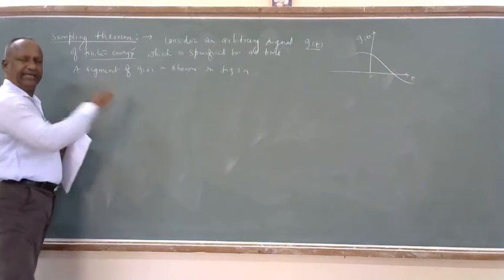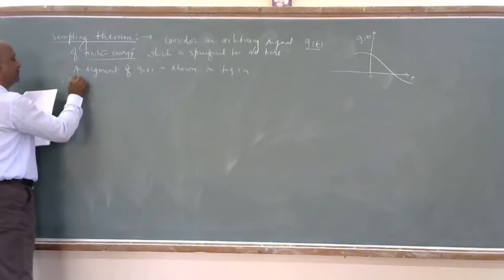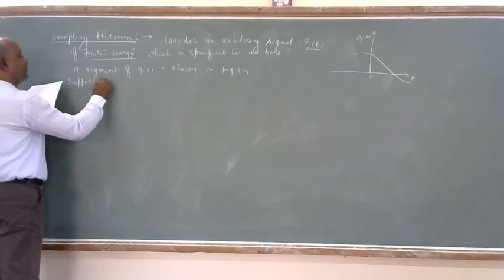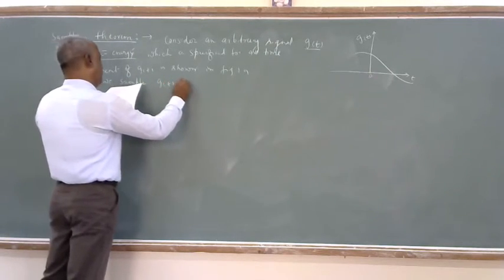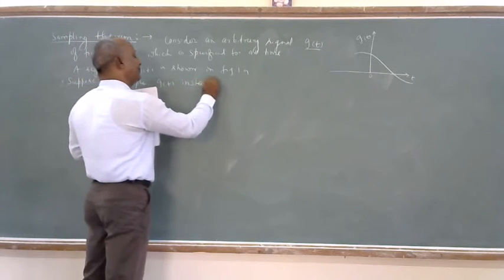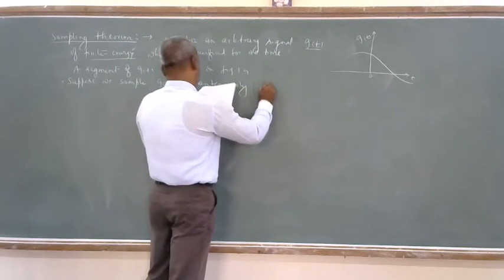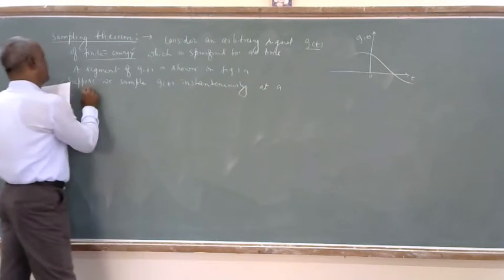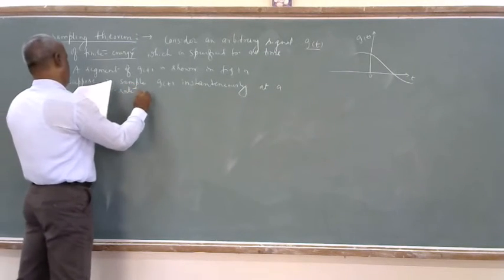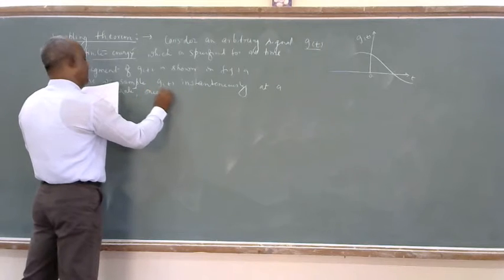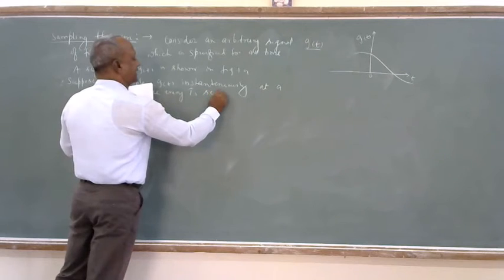After taking the signal, next is what? Do the sampling. So the next operation is, suppose we sample z of t instantaneously at a uniform rate, once every ts seconds.